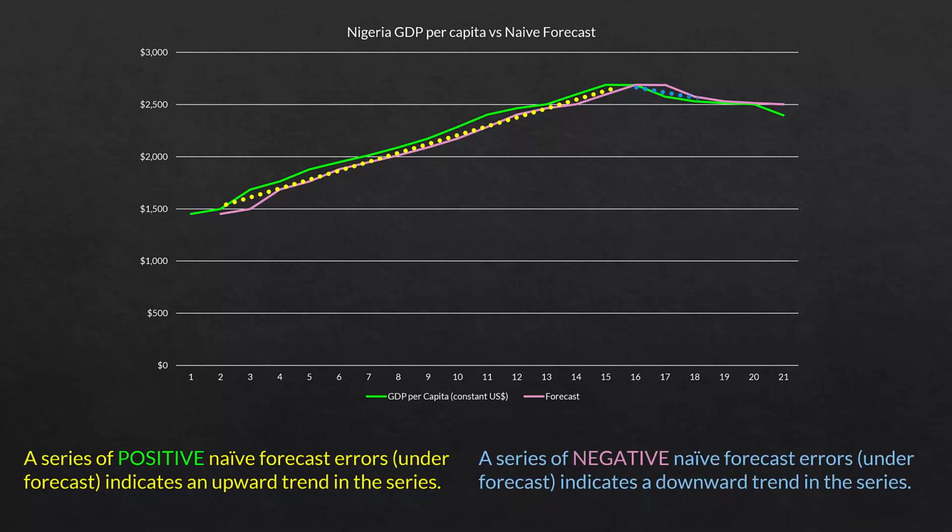And then on the right, we have a series of negative forecast errors, or over-forecasting, which indicates a downward trend in this series. And again, that's just looking at forecast errors. So the gap between the actual and the forecast tells you about trend in this case.